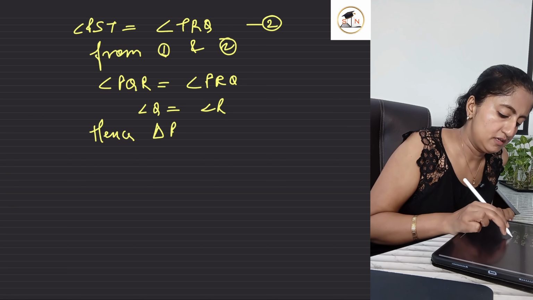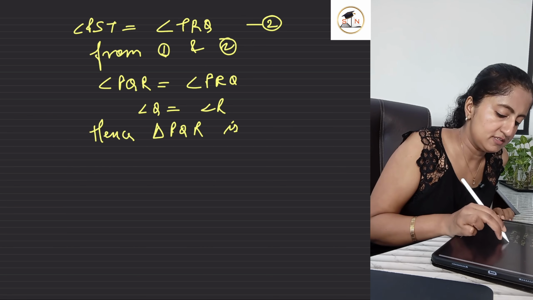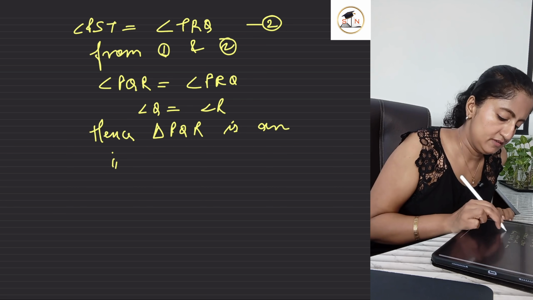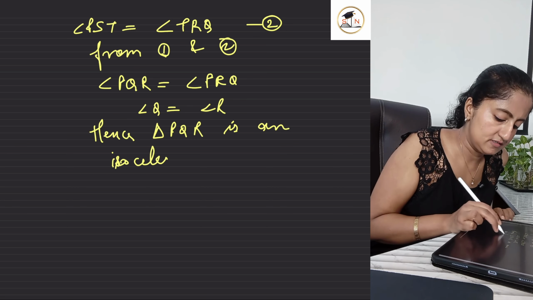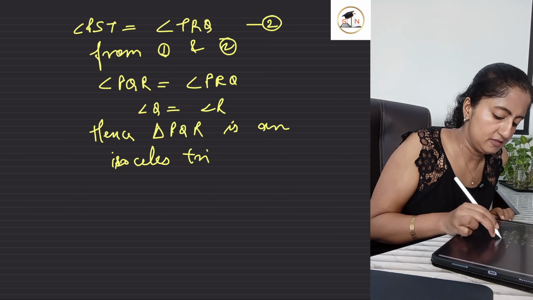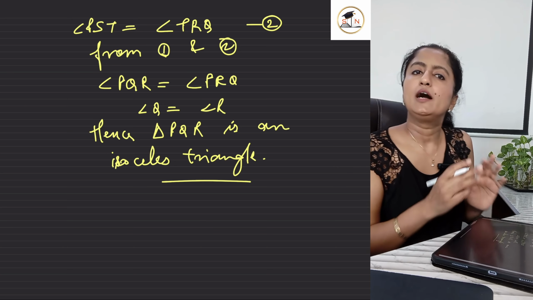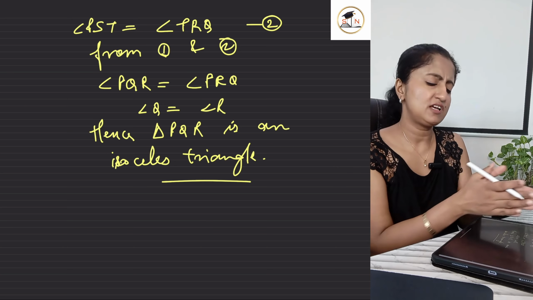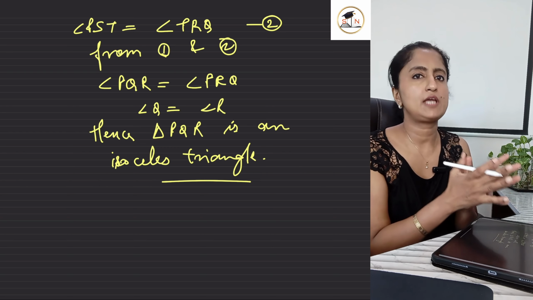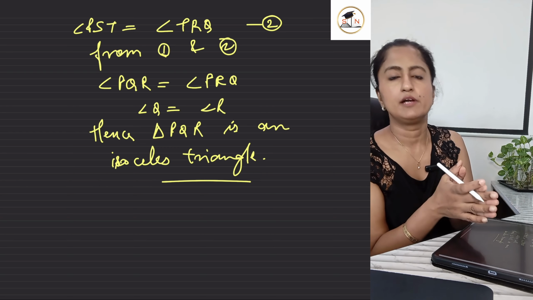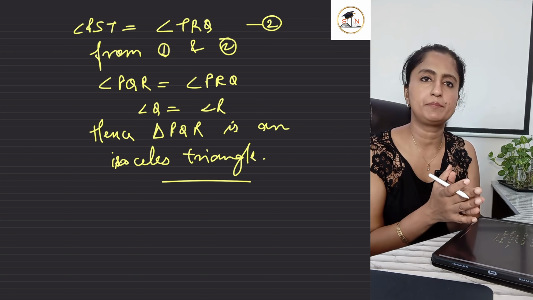triangle PQR is an isosceles triangle. Again, a pretty easy question. These are all the questions which can range from 2 to 3 markers, right? Depending upon the length of the paper.